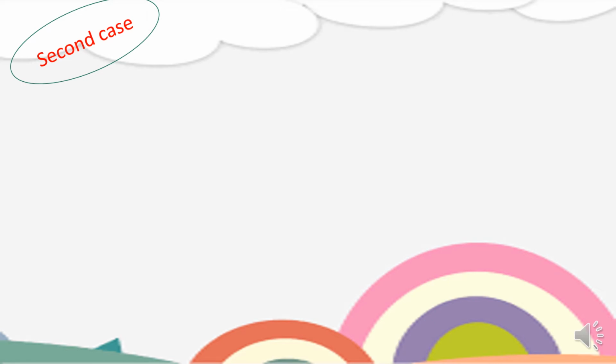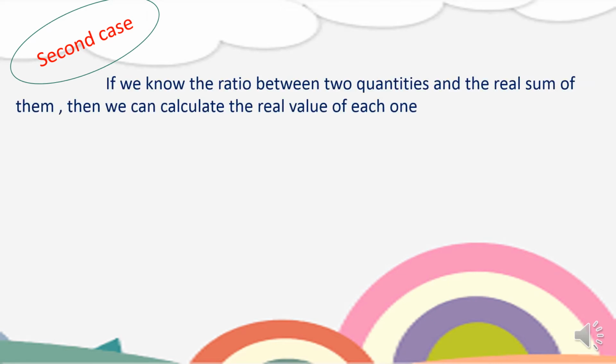The second case. If we know the ratio between two quantities and the real sum of them, then we can calculate the real value of each one.